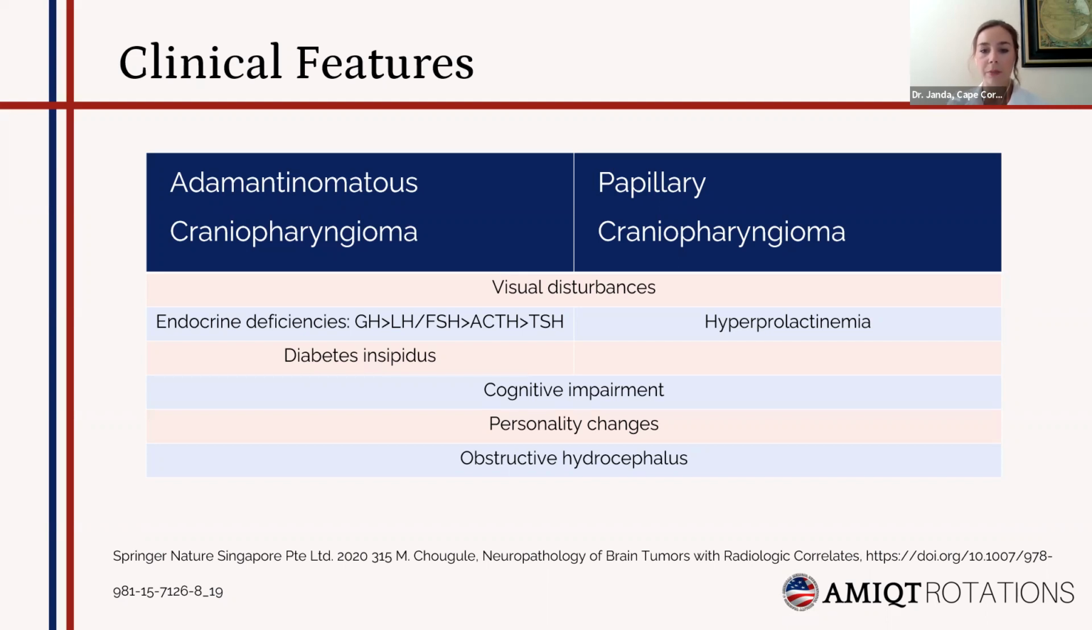Those patients with PCP, on the other hand, rather present with hyperprolactinemia, which is due to the pituitary stalk effect, which inhibits the transportation of dopamine from the hypothalamus to the pituitary. Patients with ACP can also present with diabetes insipidus. Further shared features include cognitive impairment and personality changes, which occur in roughly 50% of patients, and also obstructive hydrocephalus, which is due to mass effect.